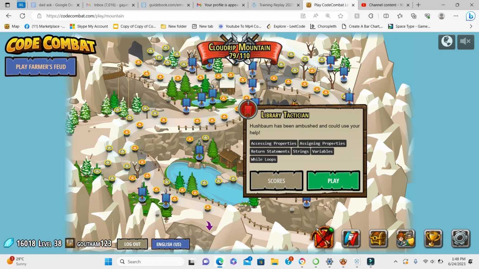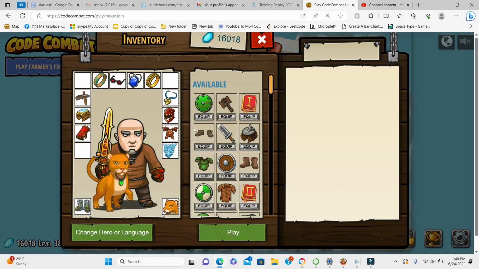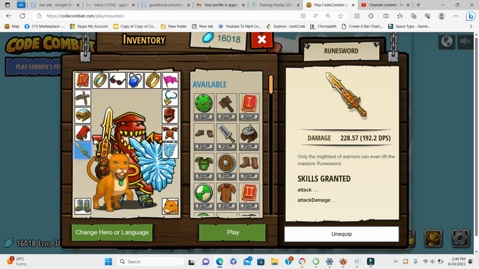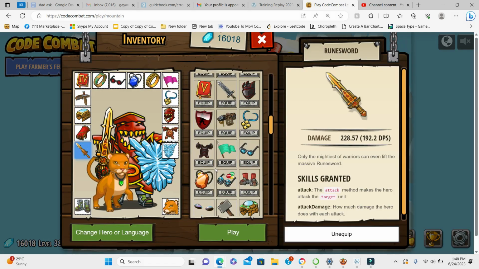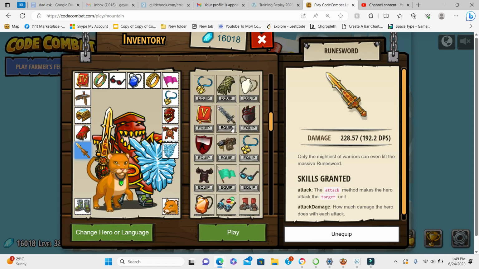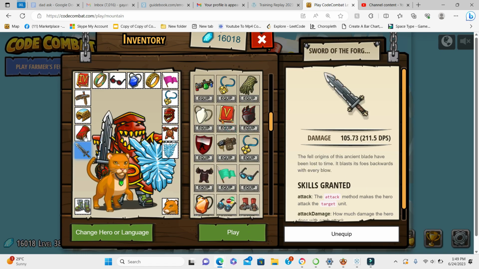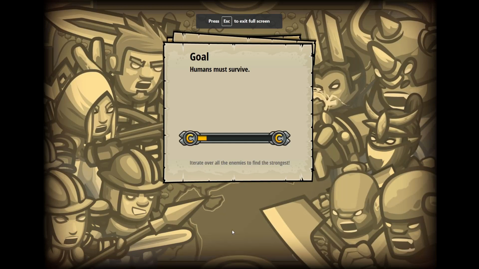Okay, guys, so the equipment you need for this level is, I use the rune sword, but you could use any sword you want. And just have the best gear you can. This level is mostly code, but all levels are dependent on code, and this one depends a little bit on equipment.